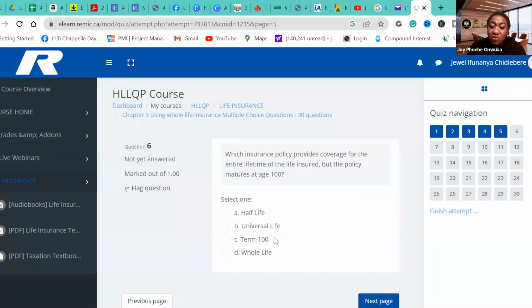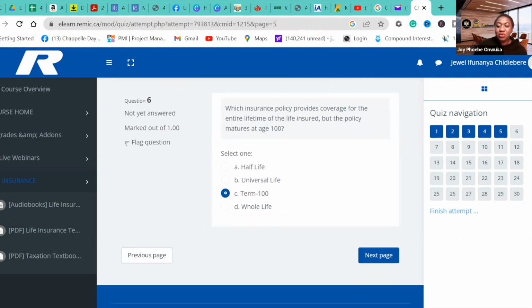Question number 6. Which insurance policy provides coverage for the entire lifetime of the life insured, but the policy matures at age 100? I even talked about it. That is 10 to 100, okay? The policy matures at age 100, but the coverage is for a lifetime. So when we say it matures at age 100, it means premiums are done at age 100. So you pay until age 100, you don't pay again. But the coverage is for life. God blesses the person and the person lives more than 100 years, the person is still covered. Okay?